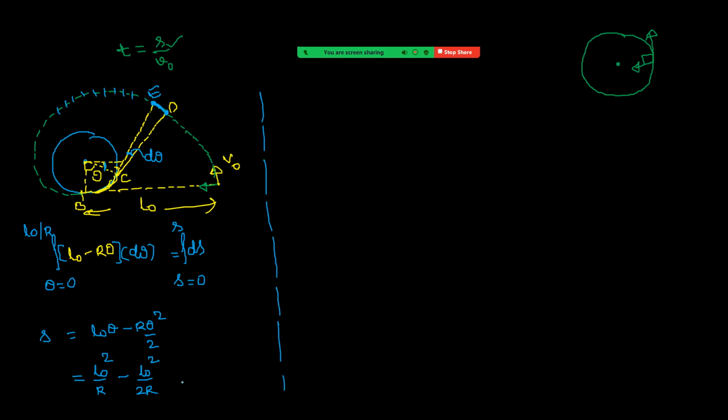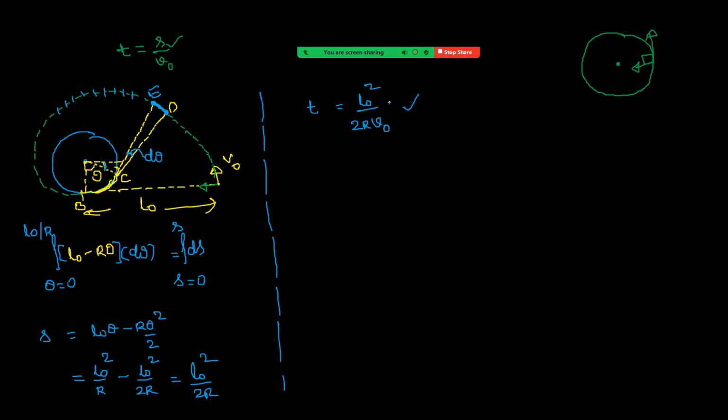Now see what we get. This is equal to L naught square by 2R. That is now the distance traveled before touching the cylinder. Okay. So we got the distance traveled and we know speed is a constant. Therefore, the time taken to touch the cylinder is equal to S by V naught. That is L naught square by 2R V naught. Okay. That is our answer.